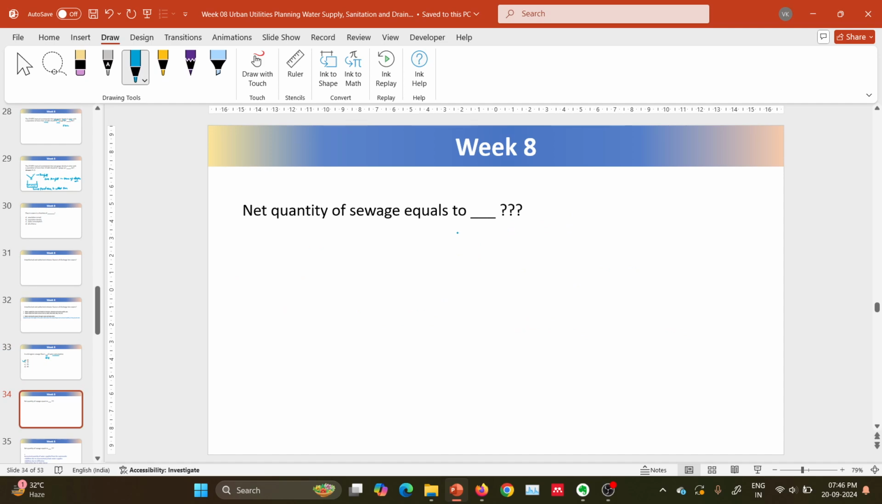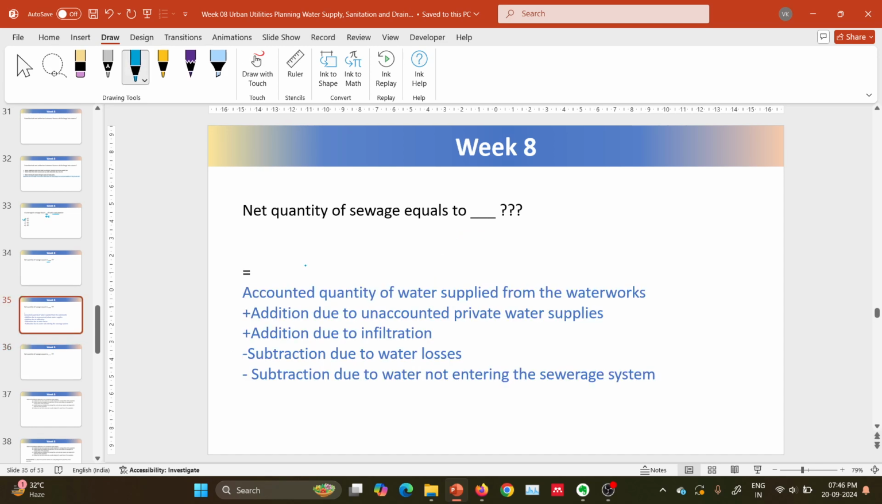Net quantity of sewage equals accounted water from the water works water supply, plus additions due to unaccounted private water supplies, let's take an example as private wells, and then addition due to infiltration, if the sewer is placed below the groundwater table. Subtraction due to water losses because of leaky joints and all. Subtraction due to water not entering into the sewerage system, that is, water consumed by the community.